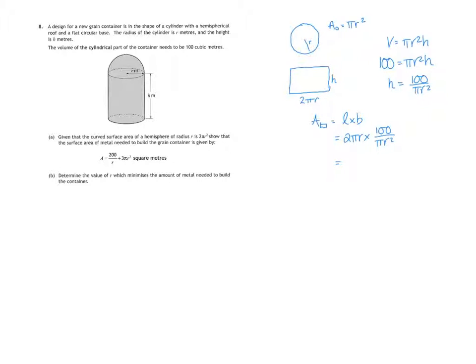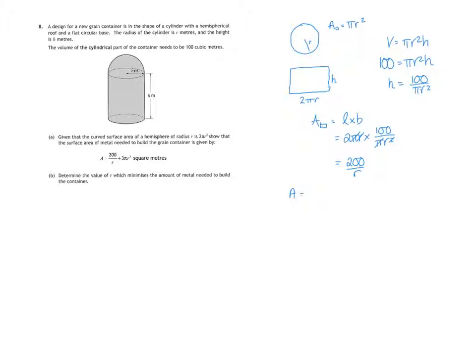So the pi's are going to cancel out. The r on the top is going to cancel out, and the squared on the bottom. So we're going to get 2 times 100, so we're going to get 200 over r for the area of the rectangle. So then we just need to add them all together.